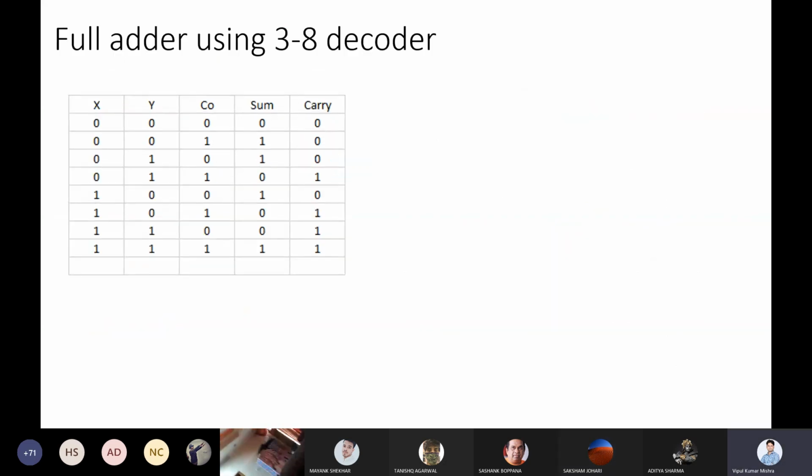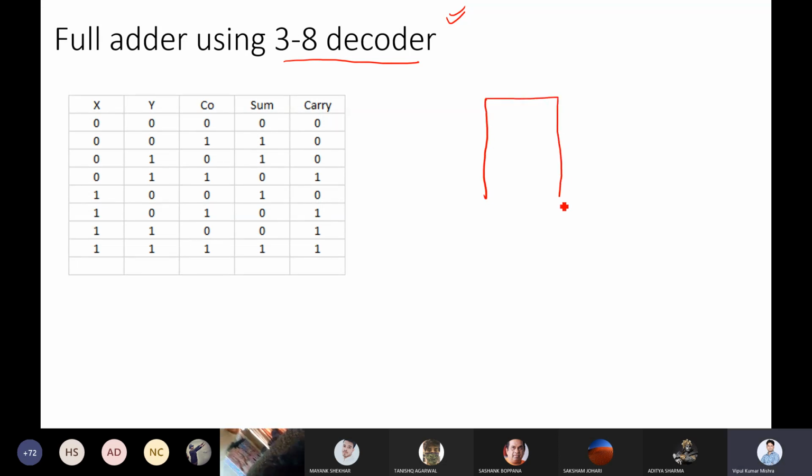So now you already know the 3 to 8 decoder, how to make a full adder with a 3 to 8 decoder. Suppose you have a 3 to 8 decoder in hand. Now I want to make a full adder from there. Can we design it? You already did it previously actually. So let me quickly make it for you.